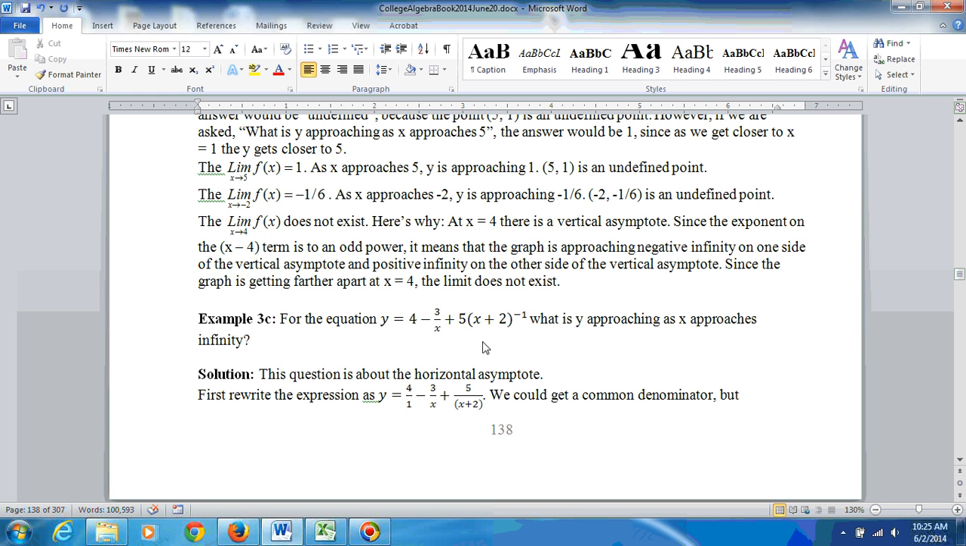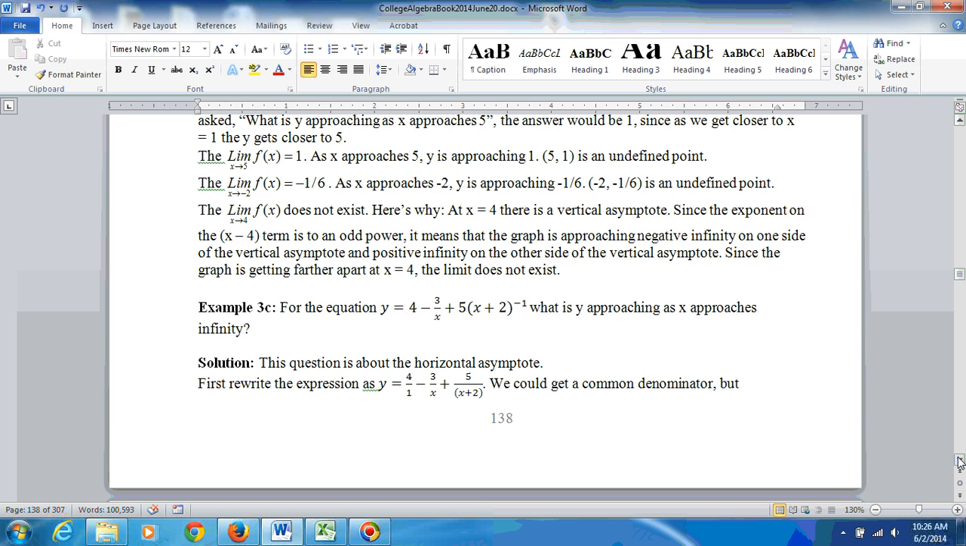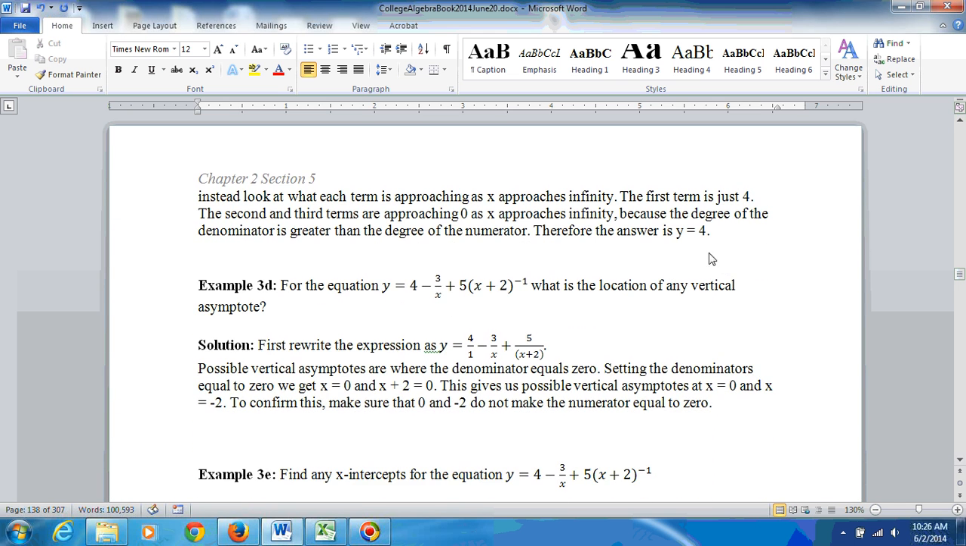For this equation right here, what is y approaching as x approaches infinity? Well, here we got 4. As x approaches infinity on this part right here, you would get 0 because the degree of the denominator is greater than the degree of the numerator. So that's going to approach 0. The same way with this. This is also going to approach 0 because this x plus 2 gets flipped to the bottom. So we basically get 4 minus 0 plus 5 times 0, which is 4. So the answer to that would be 4. And we have that right here, 4.